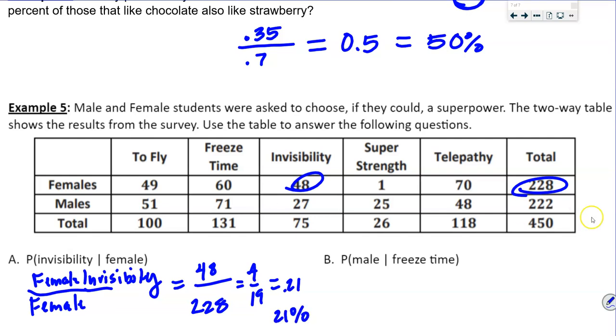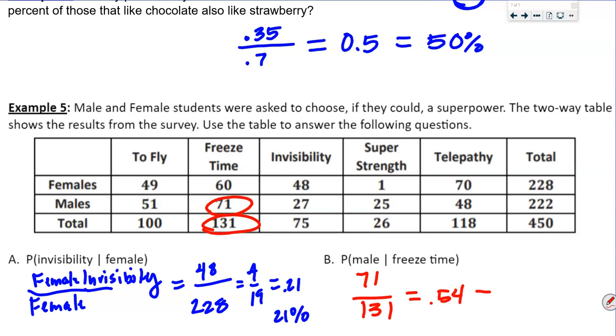Okay? So this next one says males given freeze time. Once again, think this through. The second value is what you're going to put the total of on the bottom. So where's our freeze time total? Right there. So we're going to do 131, and then the males that chose freeze time, right? So it's going to be 71. See it? 71 over 131. And this time that is 0.54, which is 54%.